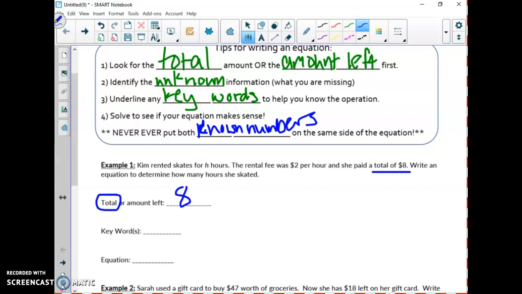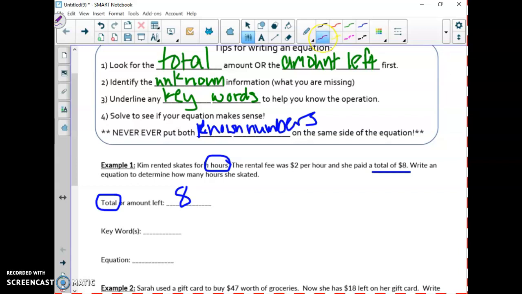Now, do I have any keywords throughout here that may tell me what operation I'm going to be using? Okay, so look in the first sentence. Kim rented skates for 8 hours. Do I have any keywords that tell me what operation I'm doing? Not really. We know from here, though, that H, our variable, stands for hours. Okay, so it's always good to know what your variable stands for. So let's look at the second sentence. The rental fee was $2 per hour, and she paid a total of $8. Is there a keyword here that might tell me what operation I'm using?